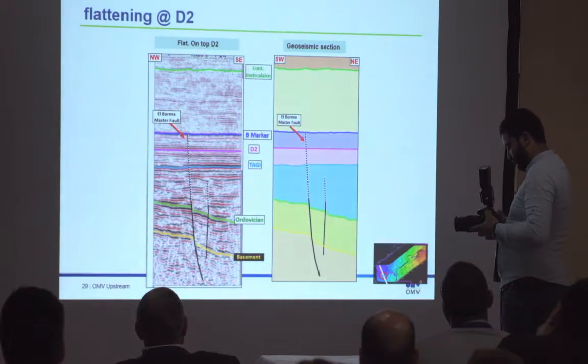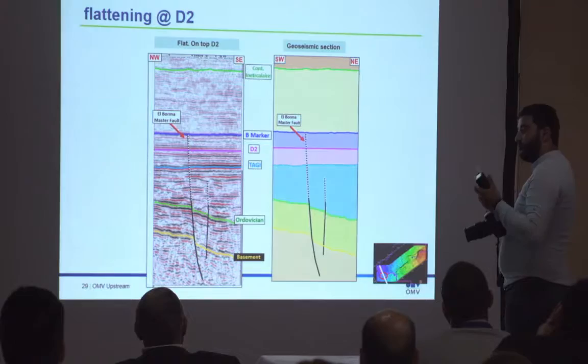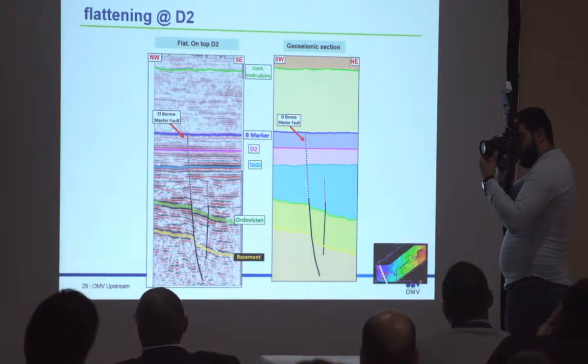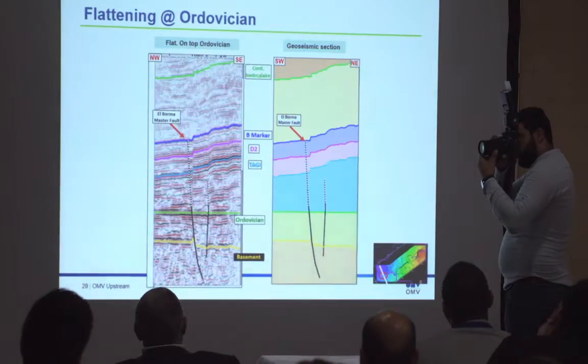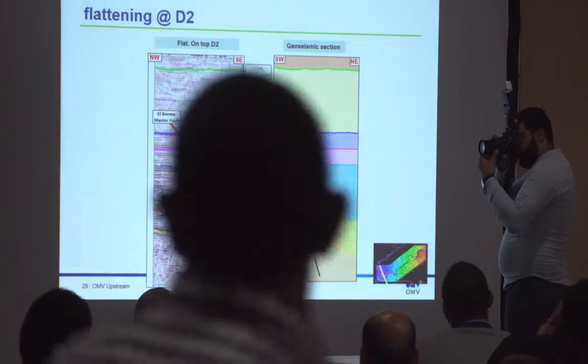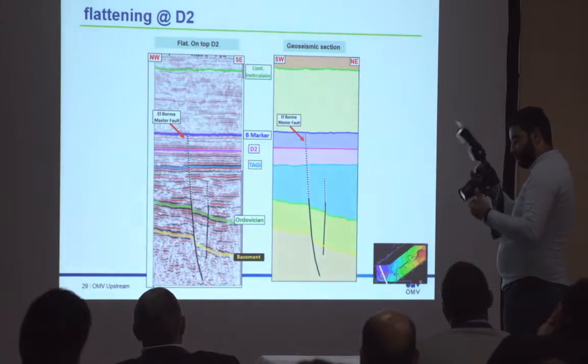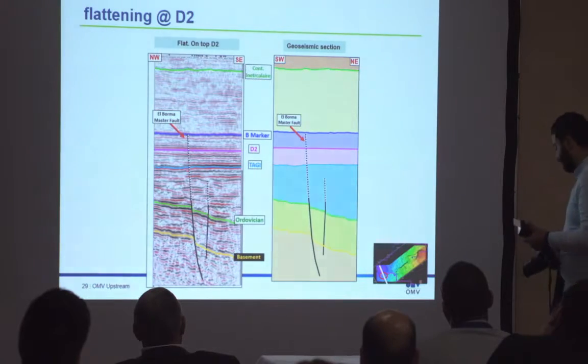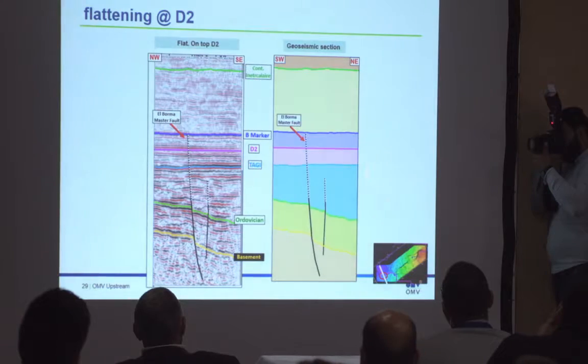And the flattening at some shallow level, the D2, we can see some rollover at the Tagi and below. And of course, we start having some inversion at this level after orogeny.